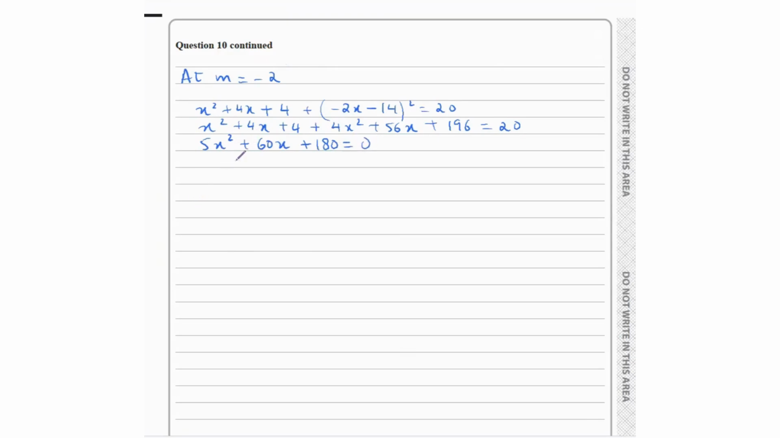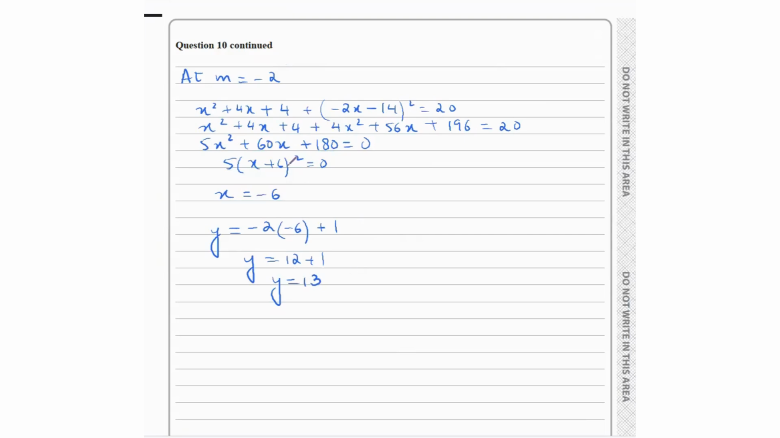Factorize this equation, and that gives us 5 times (x plus 6) whole squared equals 0, which means x equals negative 6. So once again, to find the y value, negative 2 times negative 6 plus 1, and that's going to be 12 plus 1, and that's 13.